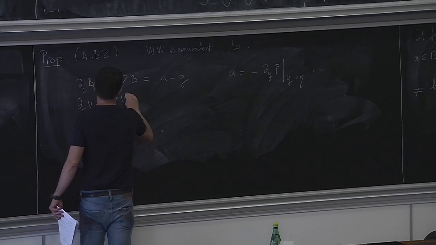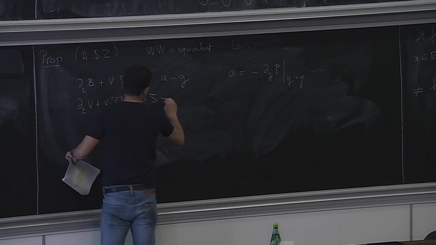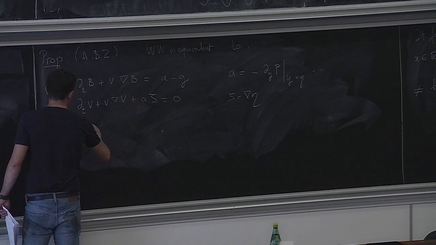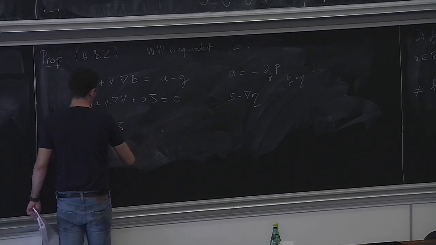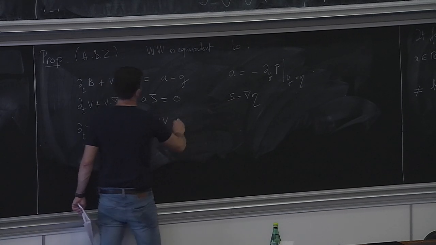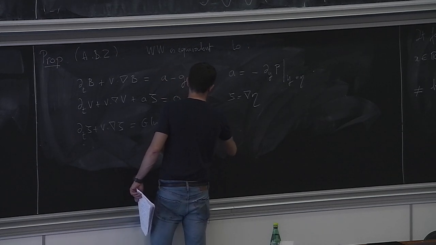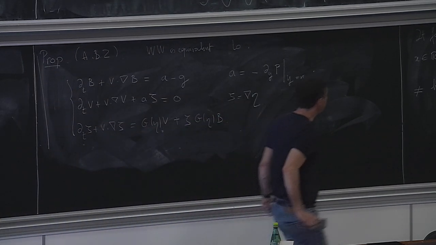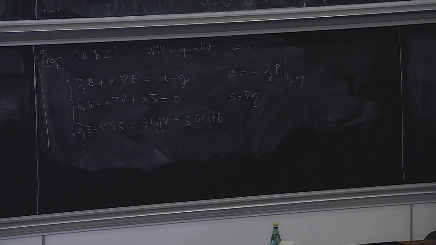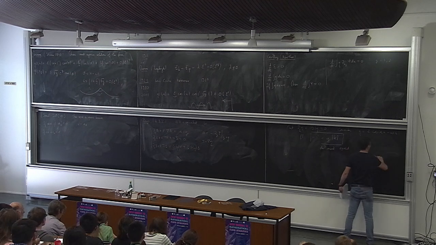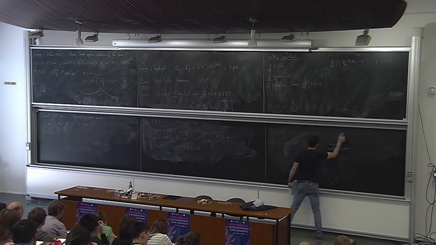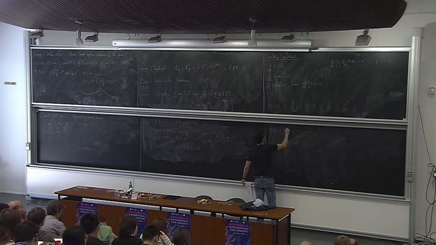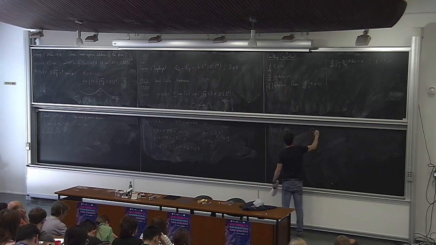dt V plus V dot gradient V plus A times zeta is equal to 0, where zeta is just the derivative of eta, and dt of zeta plus V dot gradient of zeta is equal to G of eta V plus zeta G of eta B. So it's possible to quasi-linearize the water wave equation. And we see here a coefficient that appears, the so-called Taylor coefficient, A. And there is a fundamental fact, first observed by Sijue Wu, that this coefficient is positive.